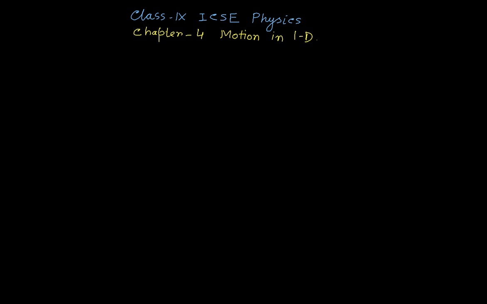In this video, we are going to discuss class 10 ICSE physics. The chapter name is motion in one dimension and the chapter number is 4.